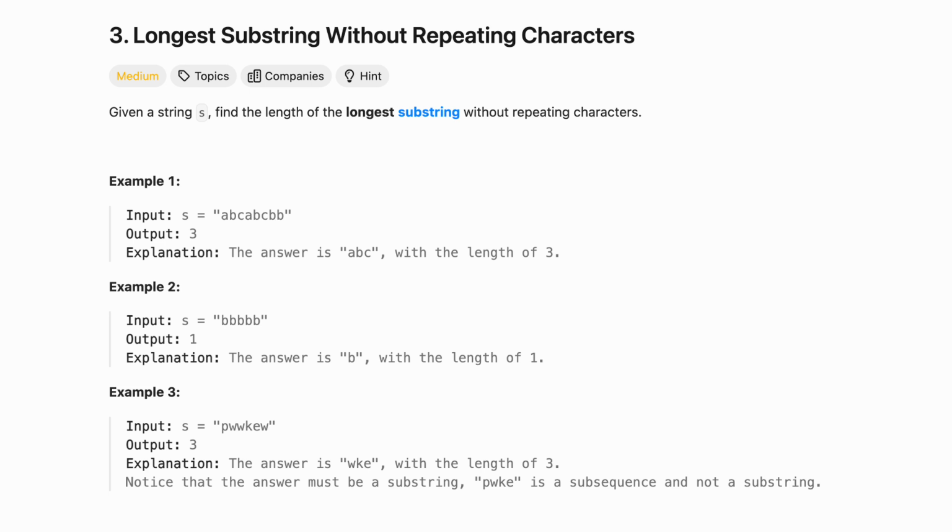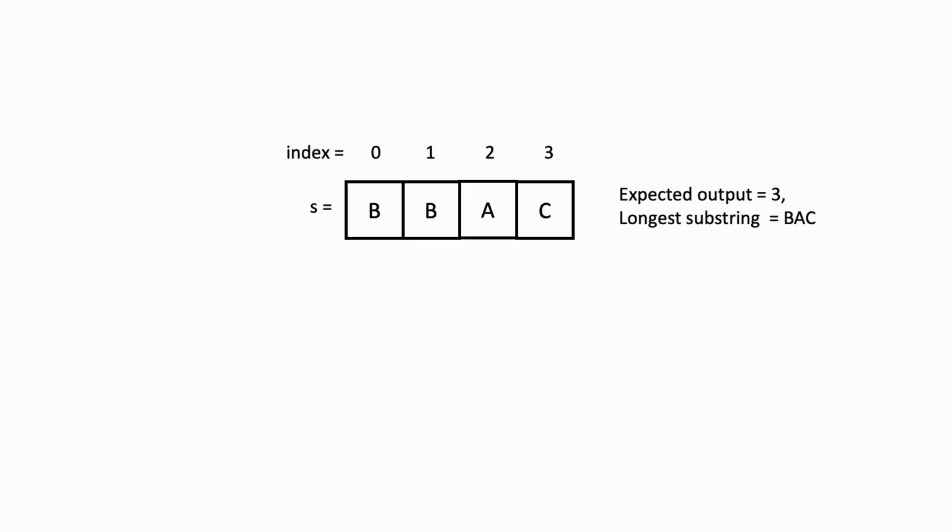Let's look at the question. Given a string S, find the length of the longest substring without repeating characters. Let's look at an example test case. Input is "ABCABCBB", and the output is 3 because "ABC" is the longest substring in the input string without repeating characters. Let's think about a solution to solve the problem with this example test case.